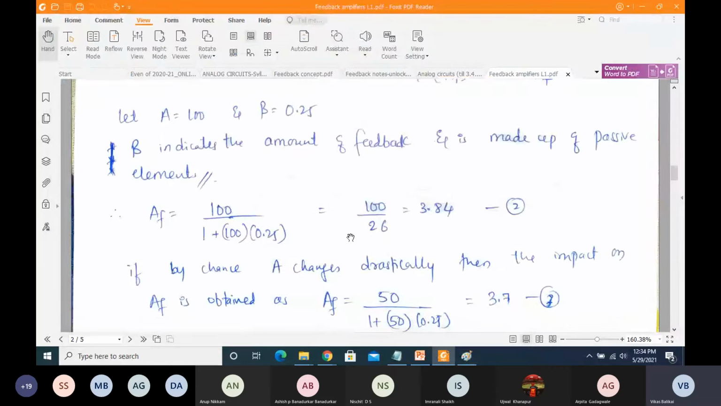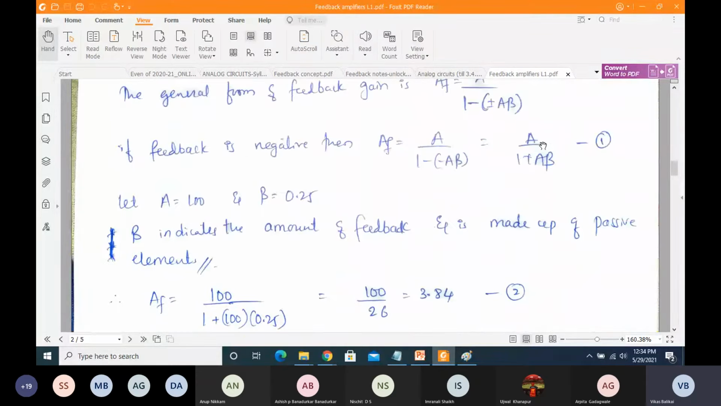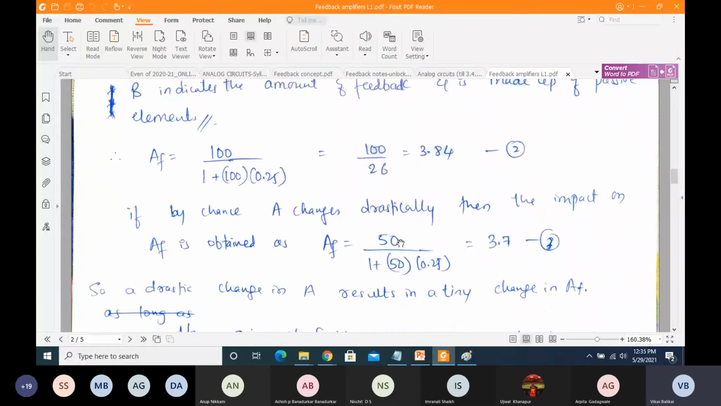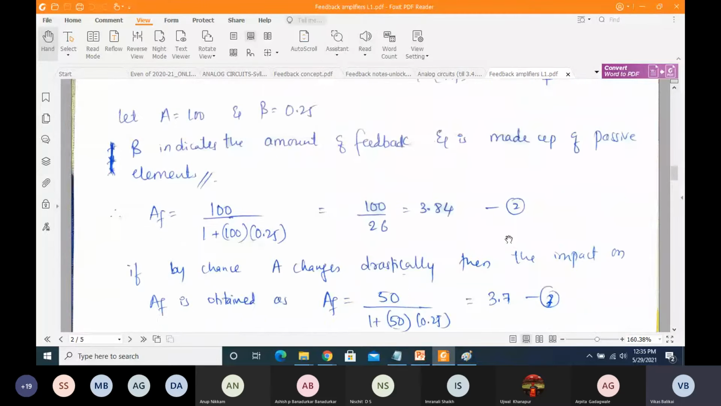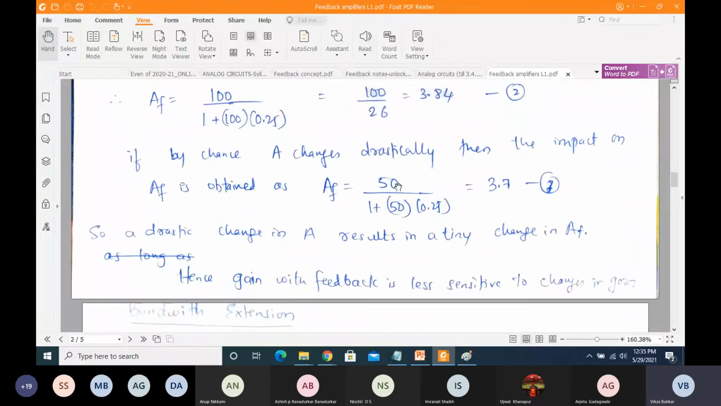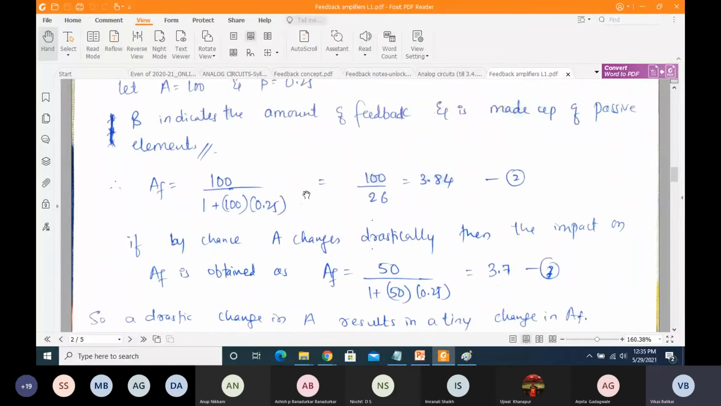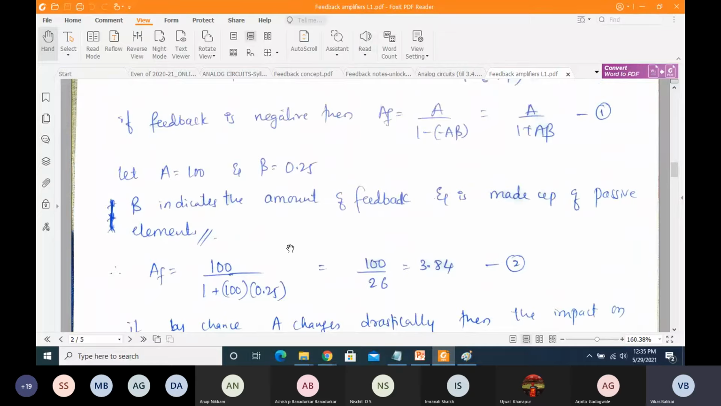Fine, agreed. Then let us try to calculate the same concept with respect to feedback. Now, what was the gain of the amplifier with feedback? The gain of the amplifier with feedback was this, and now I am employing the amplifier with feedback, and the same phenomenon occurs. A has now reduced from 100 to 50, and I have represented it over here, and now beta is 0.25. I'll keep it as it is.